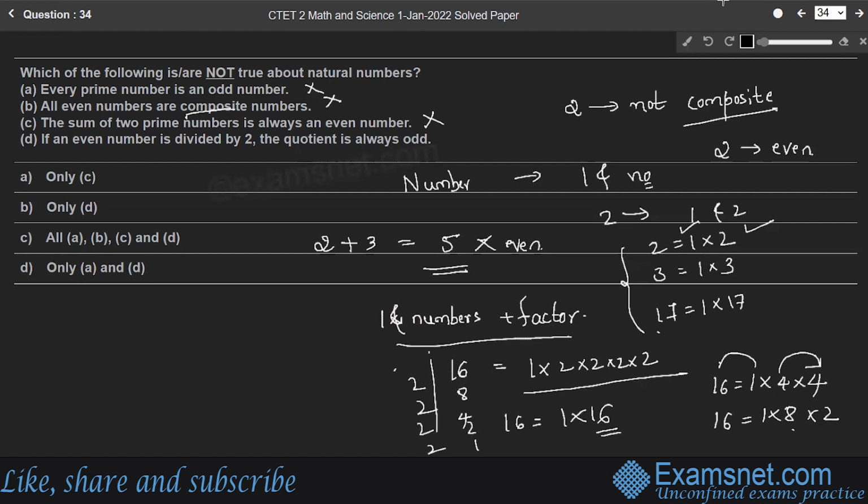If an even number is divided by 2, the quotient is always odd. Even number, for example, 16 by 2, which is an even number. Hence, statement 4 is also not true. Hence, the correct answer is C. All A, B, C, and D statements are false or not true.